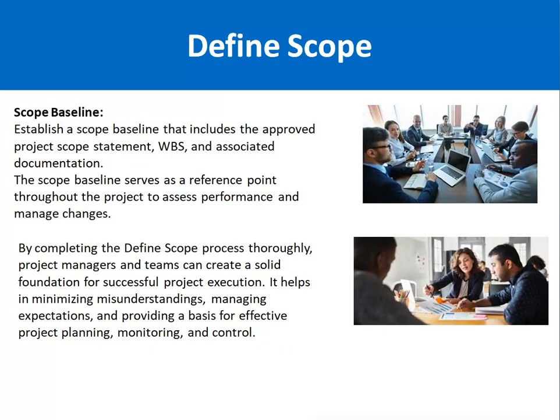Next is the scope baseline. Scope baseline means establishing a scope baseline that includes the approved project scope statement, WBS and associated documentation. The scope baseline serves as a reference point throughout the project to assess performance and manage changes as well. By completing the define scope process thoroughly, project managers and the team can create a solid foundation for successful project execution. It helps in minimizing misunderstandings, managing expectations, and providing a basis for effective project planning, monitoring and control.